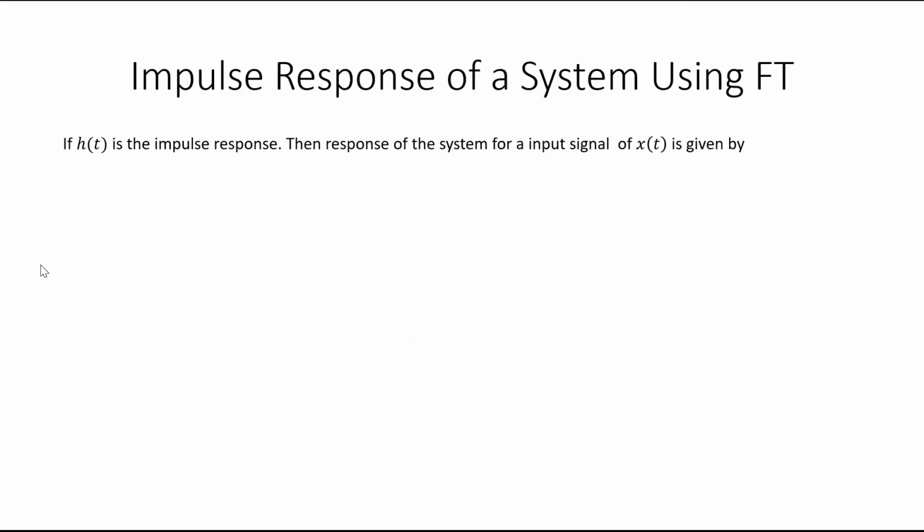And in general we have the impulse response h of t. If h of t is the impulse response, then the response of the system for input signal x of t is given by y of t equal to x of t star h of t, the convolution. We have discussed this in previous lectures.